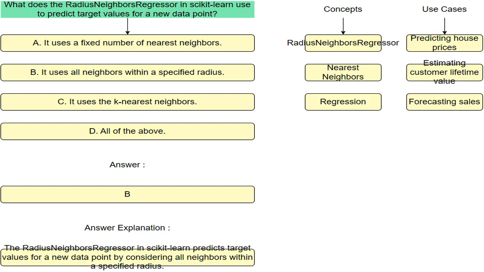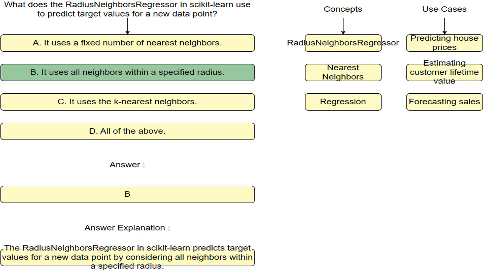The k-neighbors regressor uses the k nearest neighbors to predict the target value for a new data point. For example, if k is set to 5, it will consider the 5 nearest neighbors to make a prediction. Incorrect. Only option B is correct. Options A and C describe the k-neighbors regressor. B. It uses all neighbors within a specified radius.